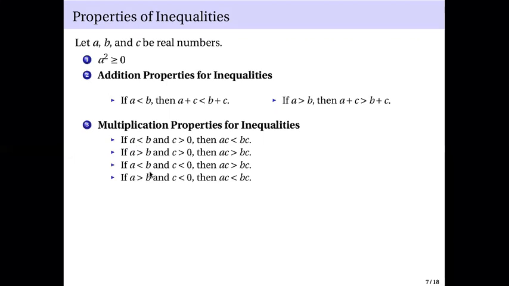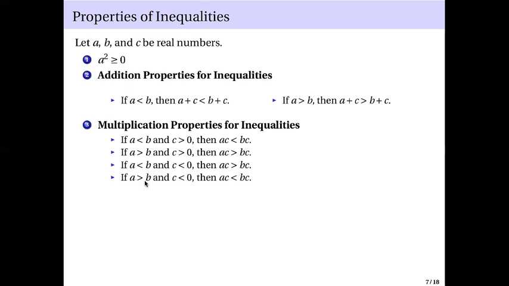Okay, however, you have A less than B, but this time your multiplier is negative, C less than 0. Okay, then the inequality will be reversed. Okay, so if A less than B and C is less than 0, then AC will be greater than BC.